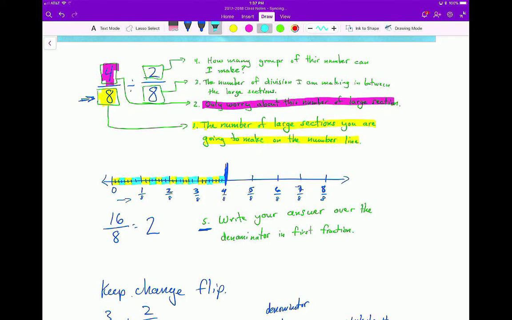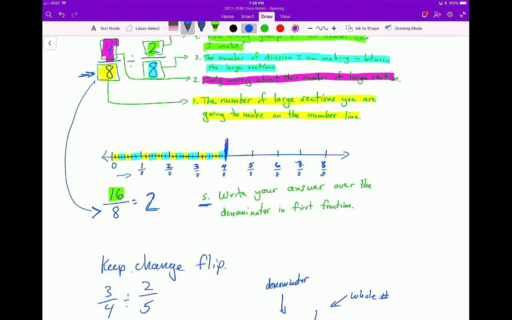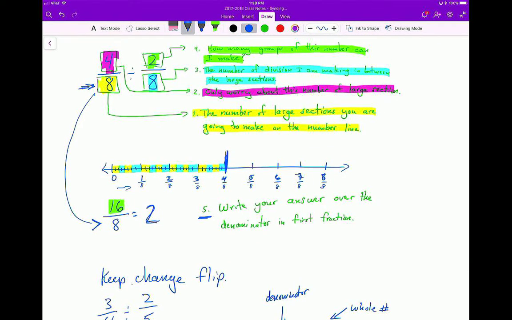Our remaining steps are the same as dividing a whole number by a fraction. The 8 here, this is the number of divisions I'm making between the large sections again. And the 2 here is how many groups of this number can be made. Now I can make 16 groups, as is highlighted right here. I must now remember that's not my answer. That whole number is not my answer because that is actually part of a fraction. I have to again bring this denominator down to put as a denominator below that number, and what that will then produce for me is my answer of 2. So as I divide 4 eighths divided by 2 eighths, my answer is going to be 2.